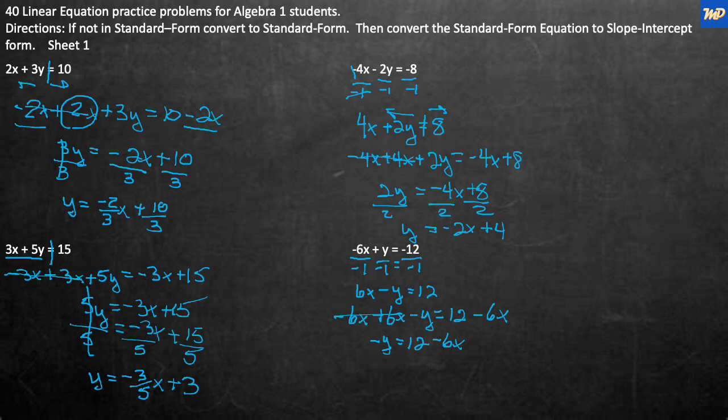So now we're going to divide everything by -1, and we get y equals 6x, because negative 6x divided by -1 is 6x, and 12 divided by -1 is equal to minus 12. There's the answer. Okay? If you have any questions, leave a comment in the video.